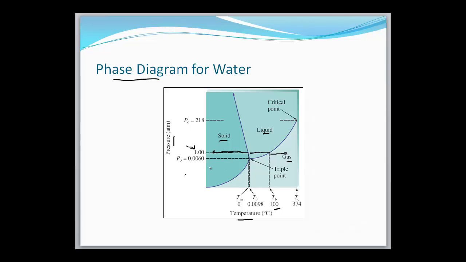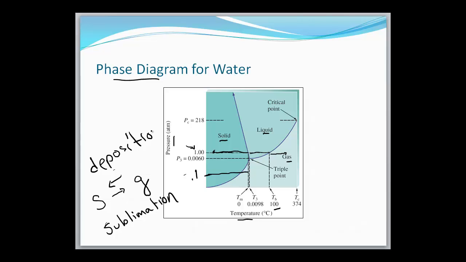So what this implies is if you had a low pressure, something down here, I'm not sure what that pressure would be, let's just say it's 0.1 atmospheres. As you increase the temperature, you go straight from the solid phase right into the gas phase. You wouldn't go through the liquid phase. So when you go straight from solid to gas, we call that sublimation. When you go the opposite, gas to solid, we call that deposition.